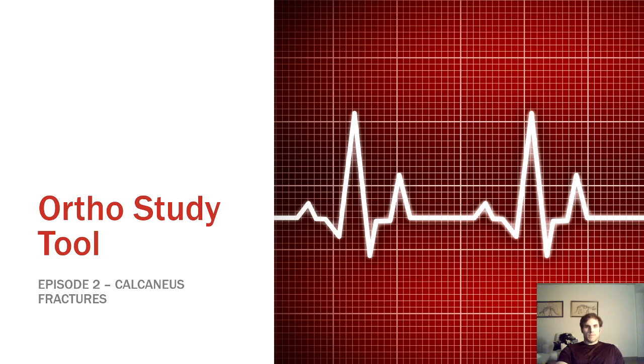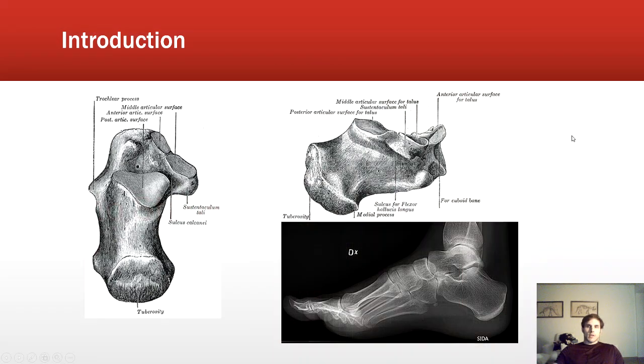Let's get started. So to start out, let's just review the relevant anatomy of the calcaneus. On the left, you're looking at a view of the calcaneus from the posterior side. Some things you want to pay attention to are the tuberosity. This is the region where your Achilles tendon attaches, your posterior, middle, and anterior facets. These are the three articulating surfaces of the subtalar joint.